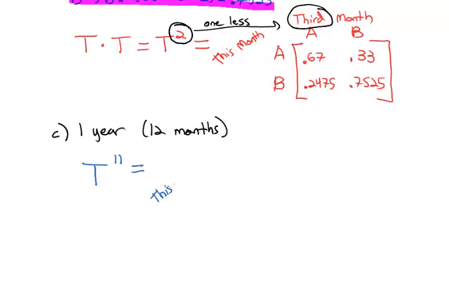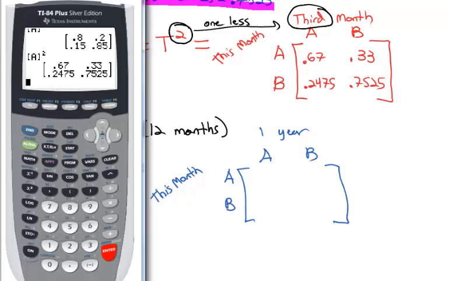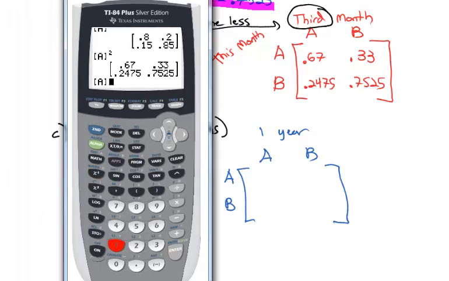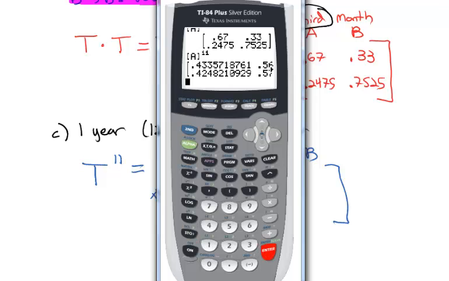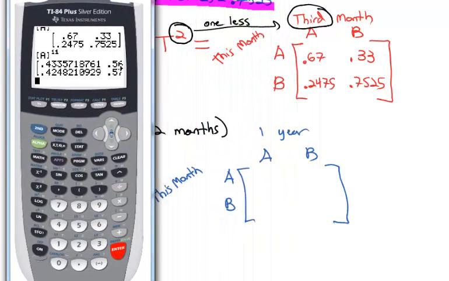That takes us from this month, A and B, to 12 months, or 1 year, A and B, to find out how much of the market each one is going to have. So on the calculator, we're going to do second matrix, A, and we said we wanted to do the matrix to the 11th power. A to the 11th power is this guy. Copy him down. I'm going to move him over.